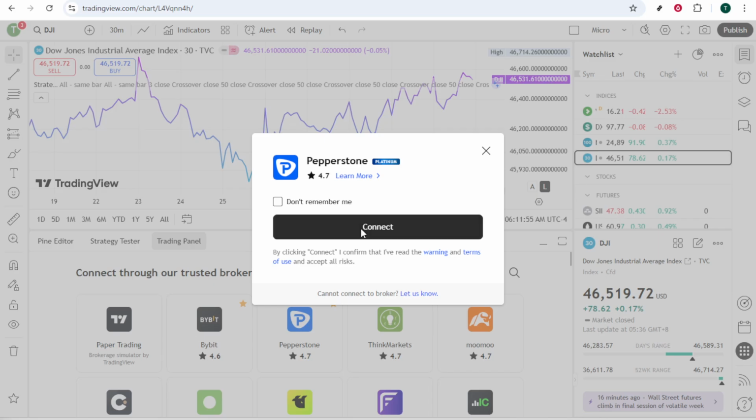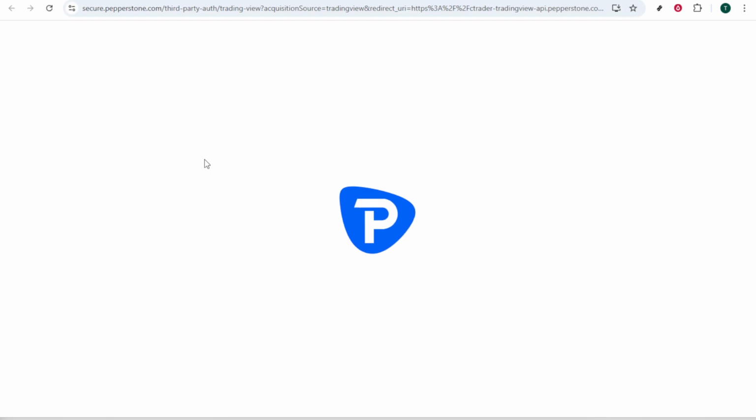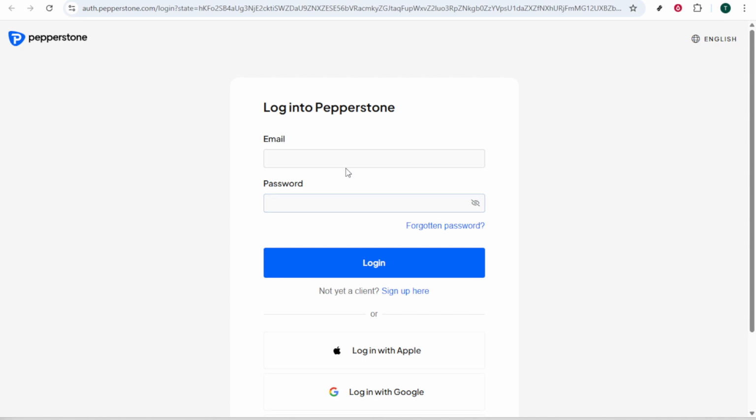Once you've done that, it's time to log into your Pepperstone secure client area. If you don't already have a Pepperstone account, you'll need to set one up beforehand. For those who are unfamiliar, Pepperstone is a well-regarded online Forex and CFD broker known for its transparency and competitive spreads. After you've successfully logged into the Pepperstone client area, TradingView will present you with a pop-up.